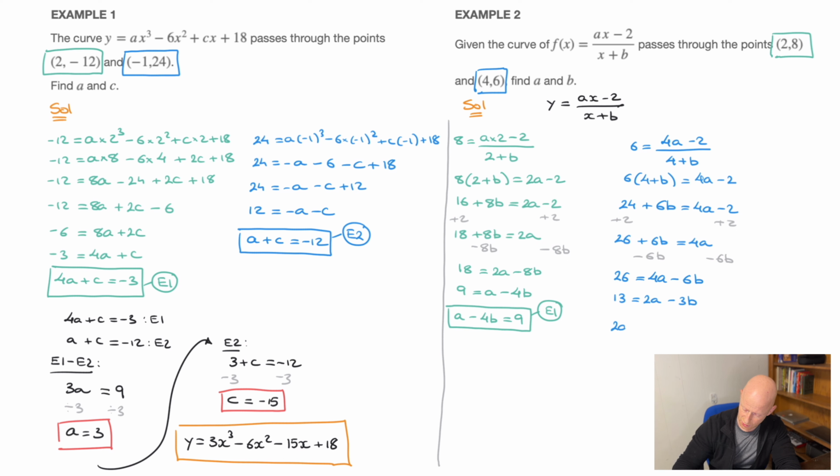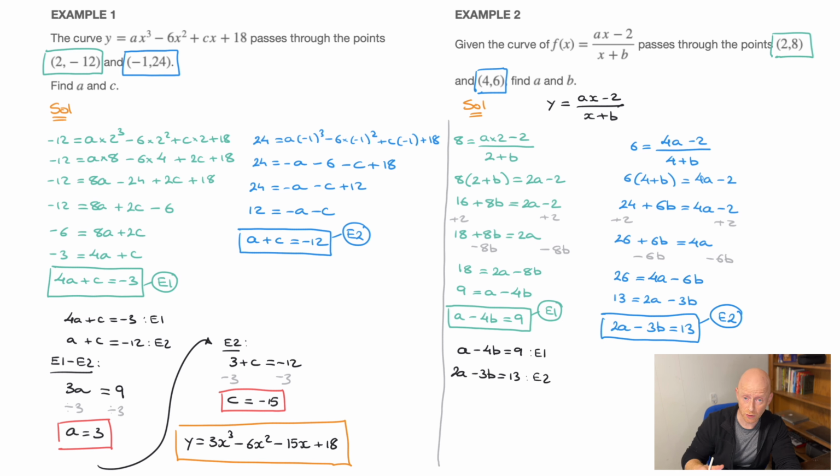And here that is, that's 2a minus 3b equals 13. And that's our second equation involving the two unknowns a and b. So I'll call that E2. Okay, now at this stage, to find a and b, all we have to do is solve this pair of simultaneous equations. And so if I quickly copy those equations here, we have E1, which is a minus 4b equals 9. That's E1. And we have E2, which is 2a minus 3b equals 13.